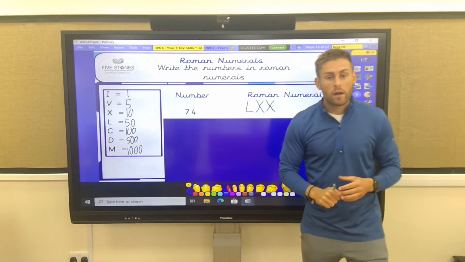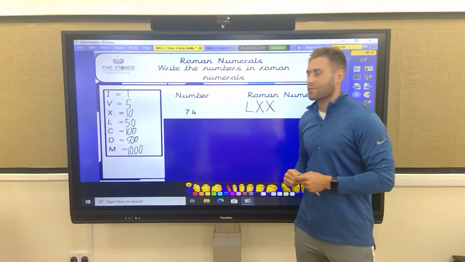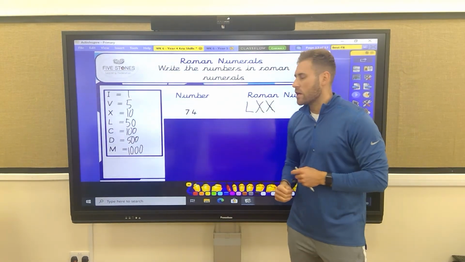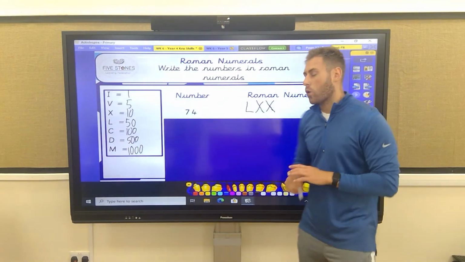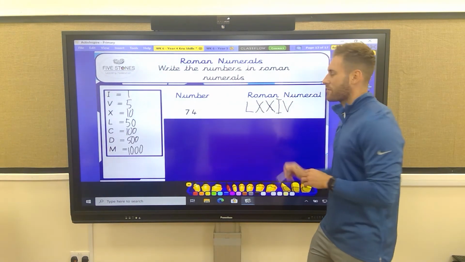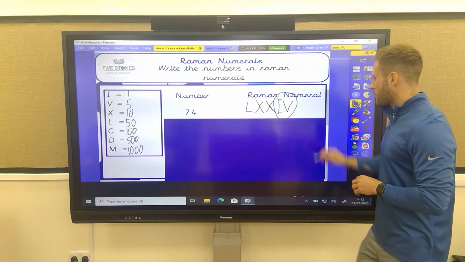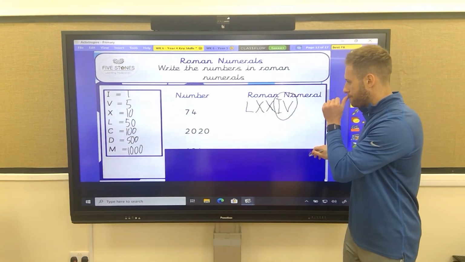The 4, again, remember, we don't show more than 3 of the same numeral together in Roman numerals. So for 4, we go 1 less than 5. So we've got 1 less than 5, and together that represents 4. It's fantastic if you remember that bit of knowledge there.